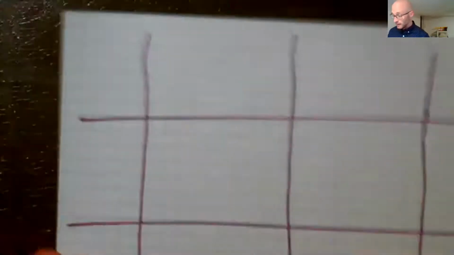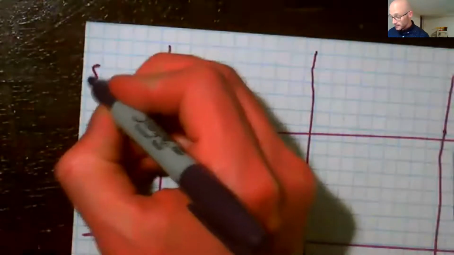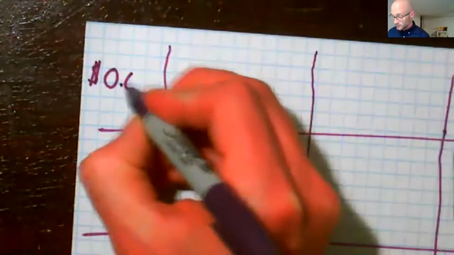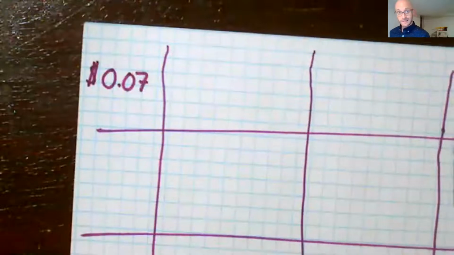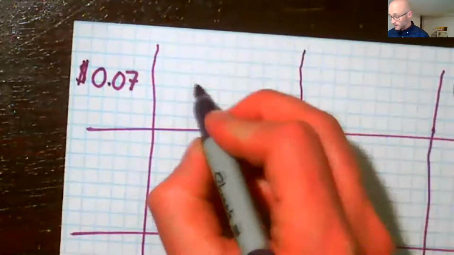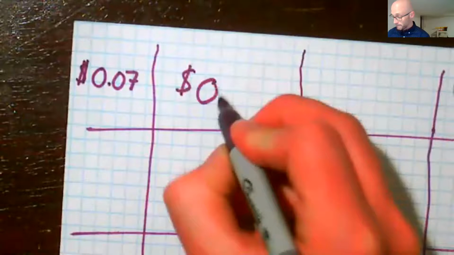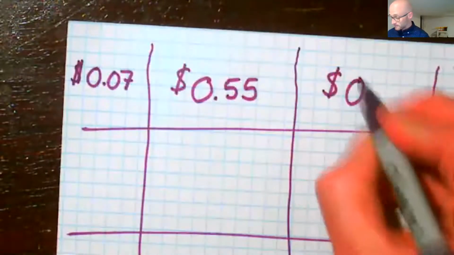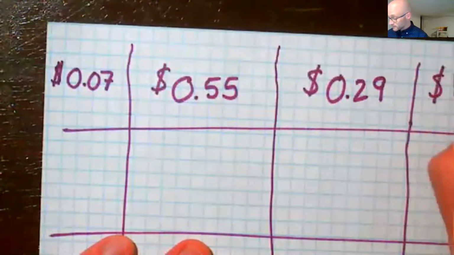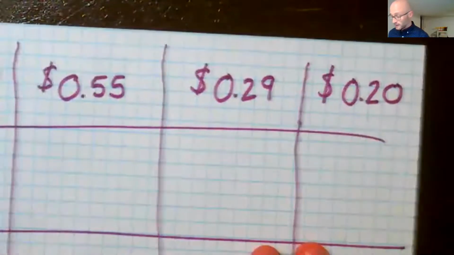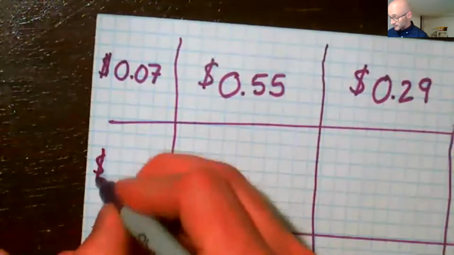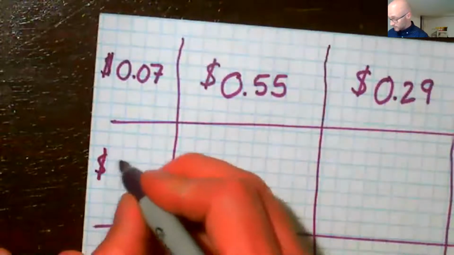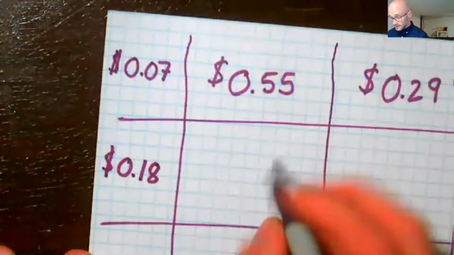So now we're going to make our small price. I'm going to write $0.07. That's 7 cents, for my first price tag. The second one's going to be 55 cents, followed by 29 cents. And feel free to pause as we're going on here if you want to make this right along with us. And 20 cents for that last one. Next, 18 cents. 0.18, that's 18 cents.